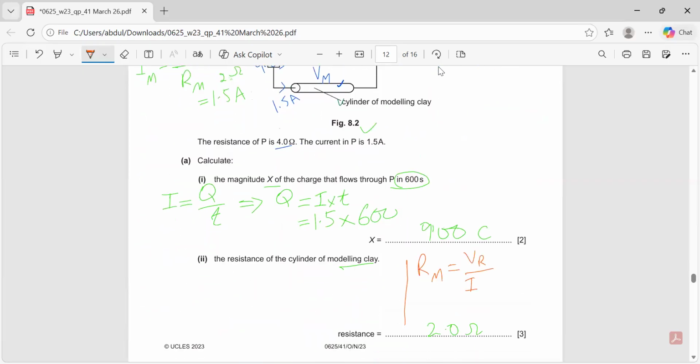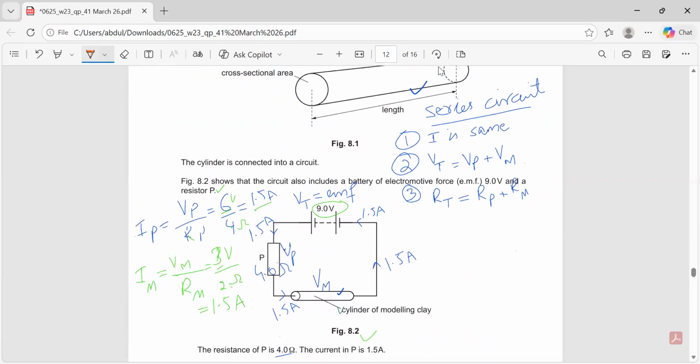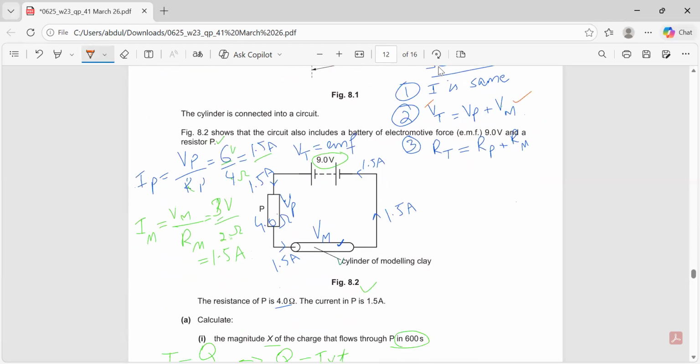No, it is not Vr. It should be Vm. Rm is equal to Vm over I. Okay. Now we need Vm. Vt is with us. If we can calculate Vp, easily we can then calculate Vm. How to get Vp? Very simple.